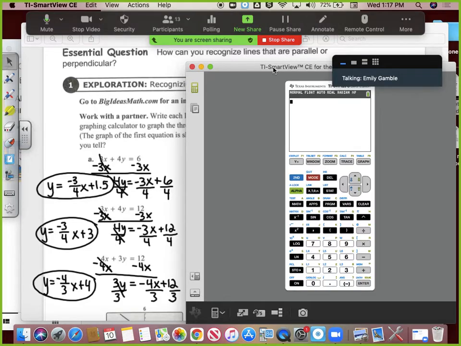The newer ones are colored. So when you do things like what we're doing today, they'll be colored. But what's really cool is there's a free app that you can download on the Apple Store or Google Play. It's called Calculate 84, and it takes your phone and turns it into a graphing calculator. Let me show you.